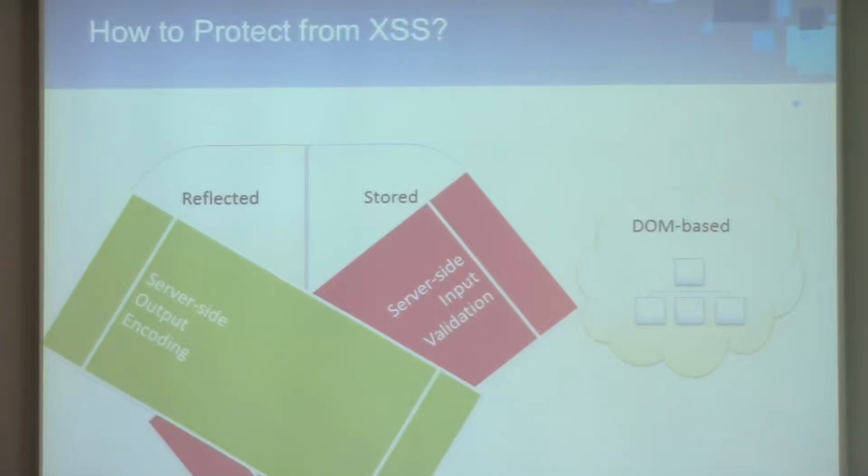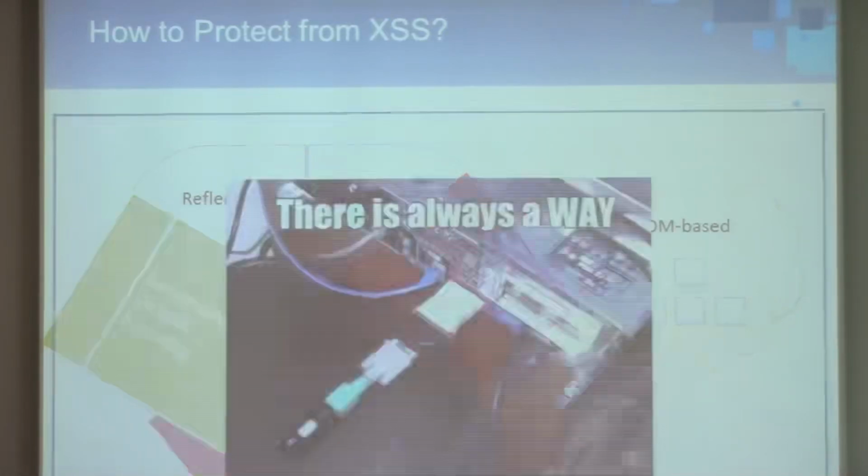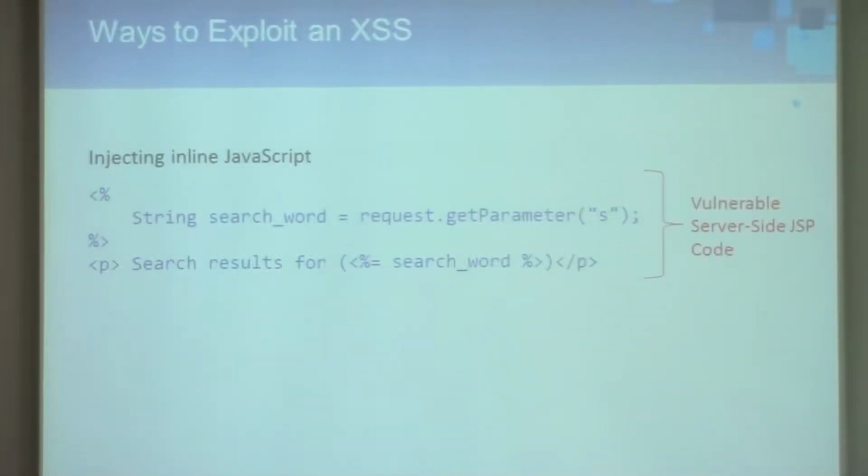So DOM-based cross-site scripting, we're not going to be able to fix with input validation and output encoding on the server. You can do that on the client. You can do input validation on the client. You can do output encoding on the client. It's possible, it's cumbersome, and with a lot of JavaScript, it's just hard to implement. So what do we have here? There's always a link: you can always bypass it, encode into something else, and you can always find a way to break it. So let's look at a couple of examples of how the exploit can work.